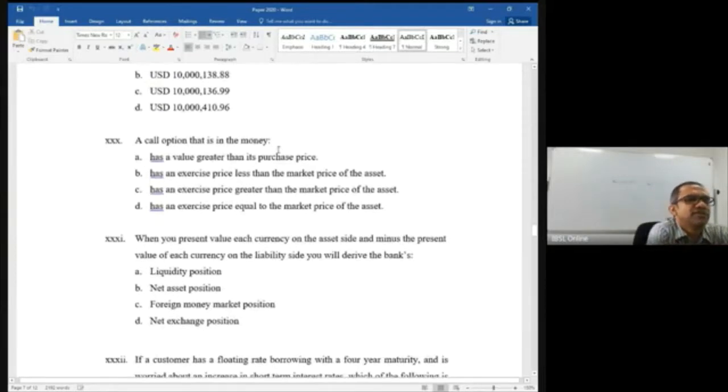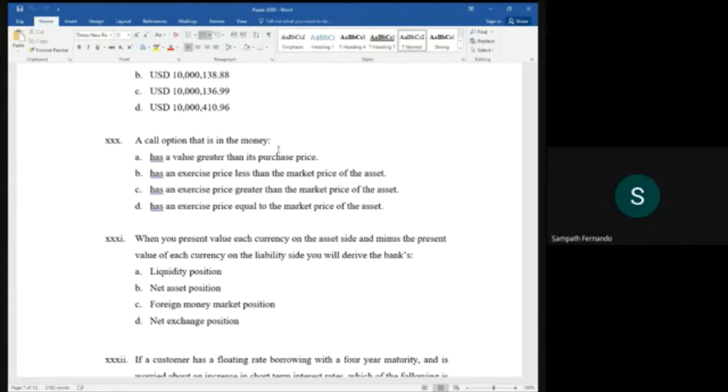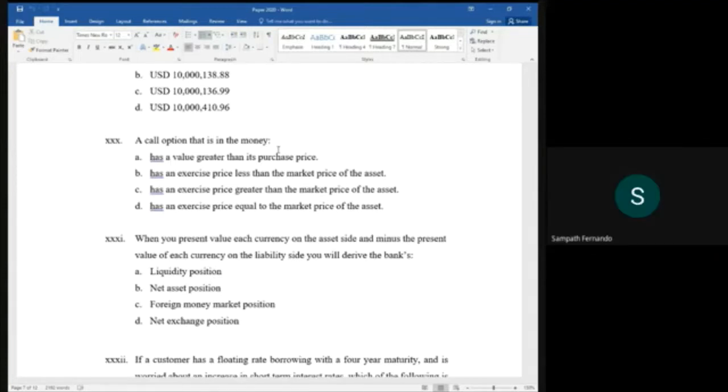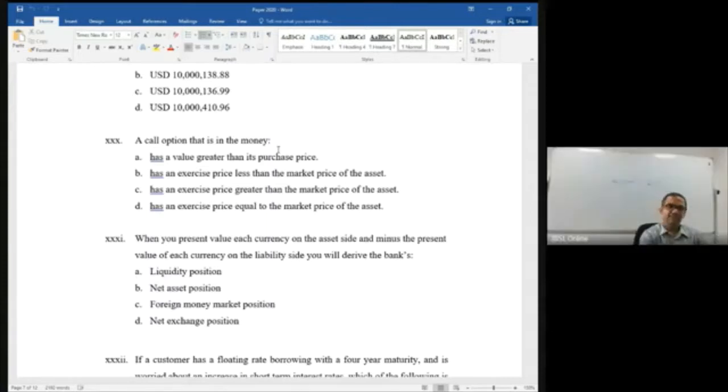When you take the present value of each currency on the asset side and minus the present value of each currency on the liability side, you will derive the bank's... what do you derive? So it's D. Why? That shows the net exchange position. That's the definition of the net exchange position.